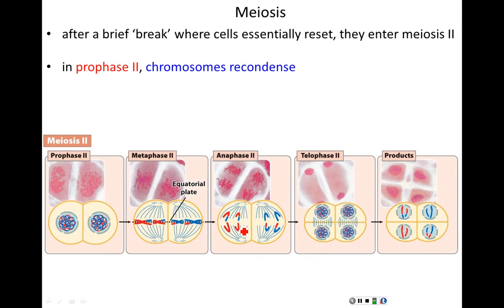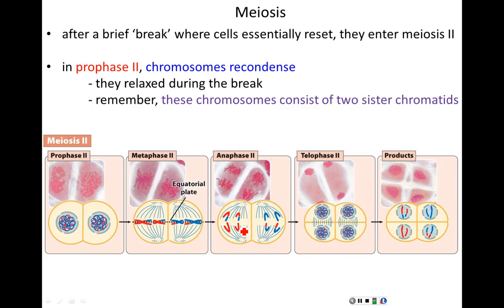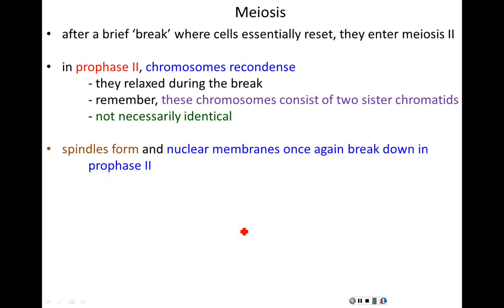Prophase 2 begins with chromosomes recondensing. They become visible under a light microscope yet again. They had relaxed during the break, as I just mentioned. These chromosomes consist of 2 attached sister chromatids being held together by cohesin. They're not necessarily identical. Certainly after crossing over, that's the case. But they are still sister chromatids.